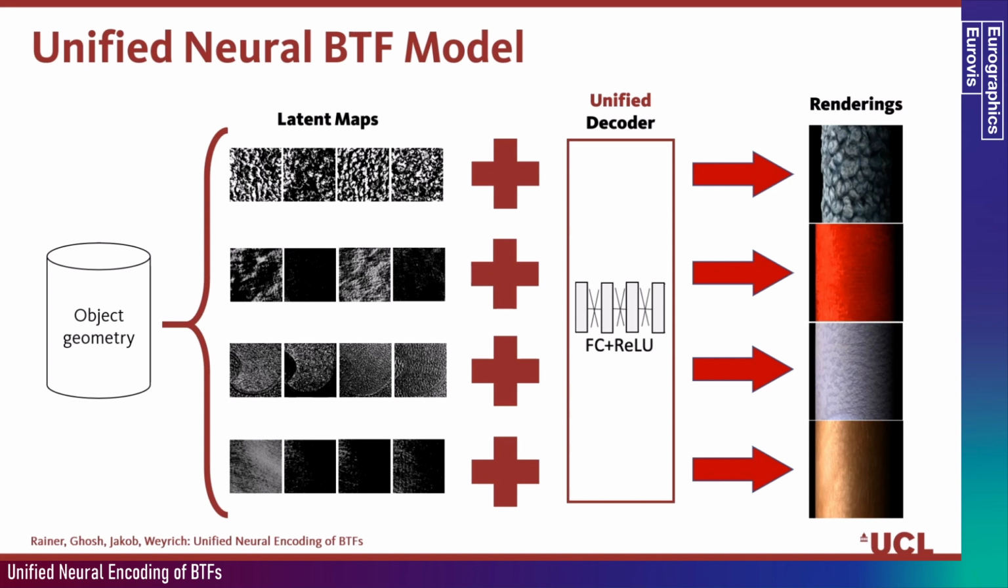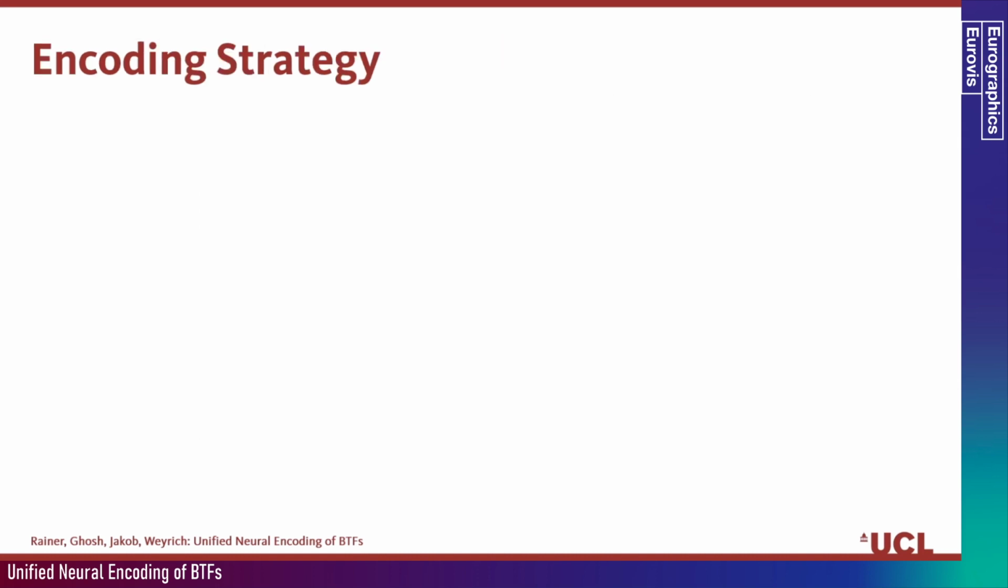An additional difficulty arises because BTFs can have different formats. Depending on the data source, the number of textures, of angular configurations, of viewing and lighting angles is not necessarily the same. Our approach needs to be flexible to accommodate any possible dataset structures. So now, our focus is on the encoding strategy.